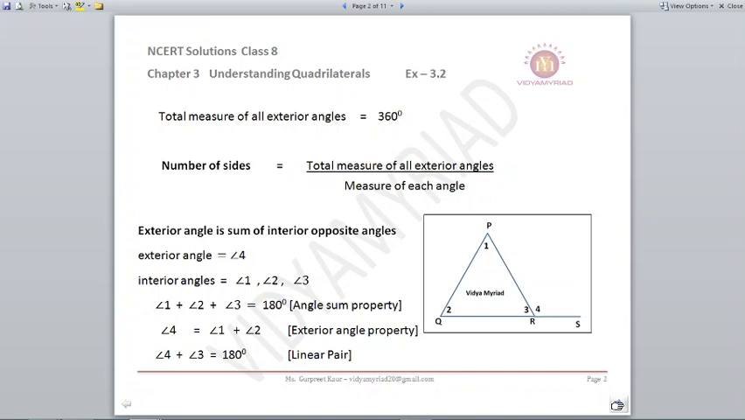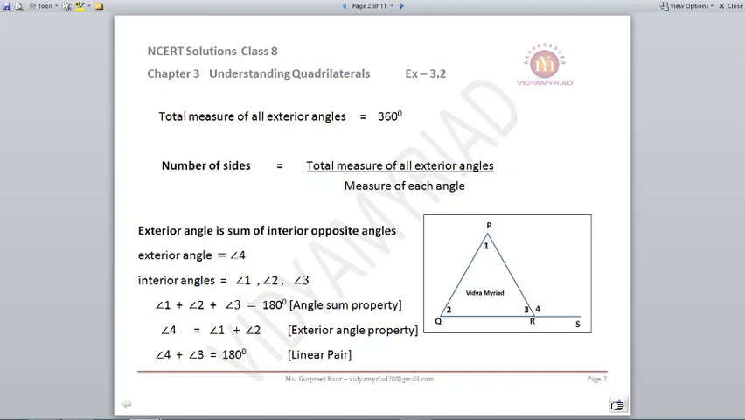First of all, you need to know that the total measure of all the exterior angles formed will always be 360 degrees. And if you need to find out the number of sides when your exterior angle or interior angle is given, there is a formula. You will take the total measure of all exterior angles, which will always be 360 degrees, divided by the measure of each angle if provided. When you do this, you can find out the number of sides from that particular information.